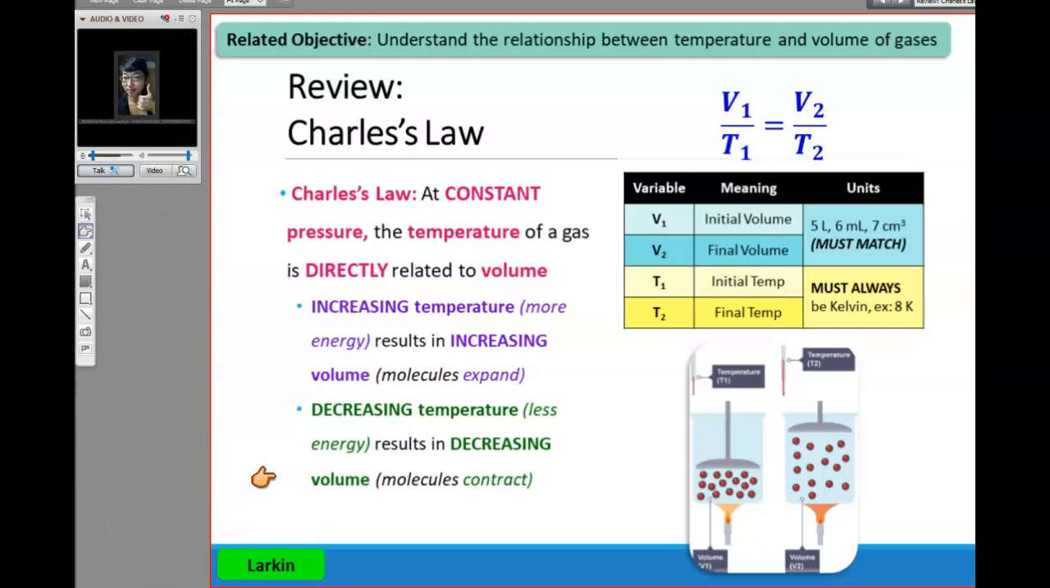The molecules have less energy, meaning that they don't need to be as chaotic. They move closer together, and so the volume of the balloon will decrease. So you can see that here: lower temperature, lower volume; higher temperature, higher volume.